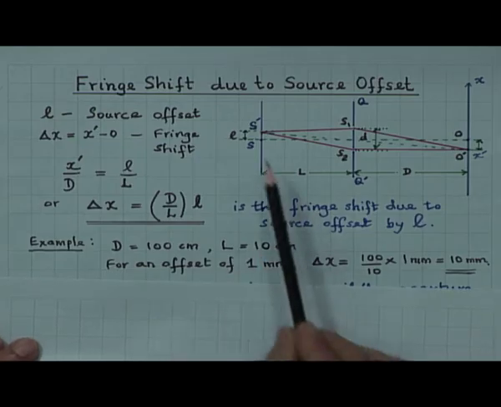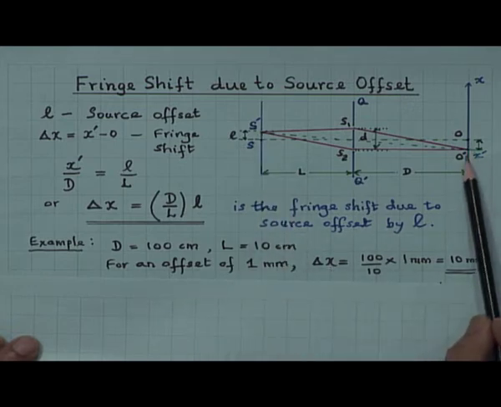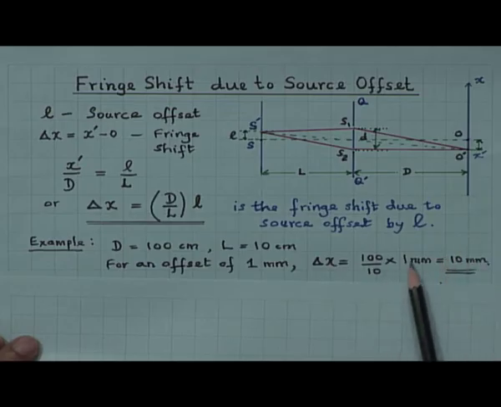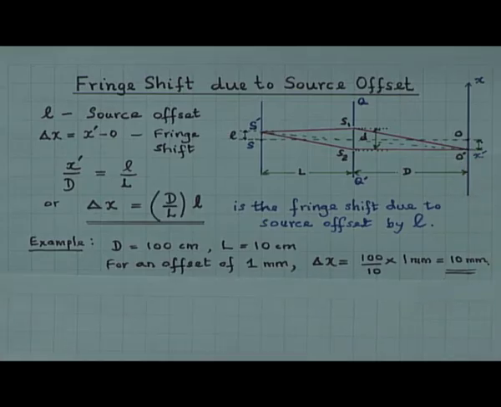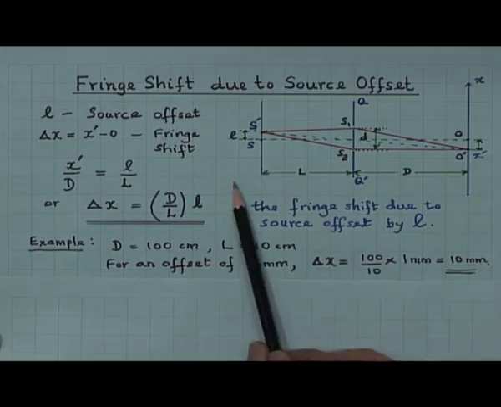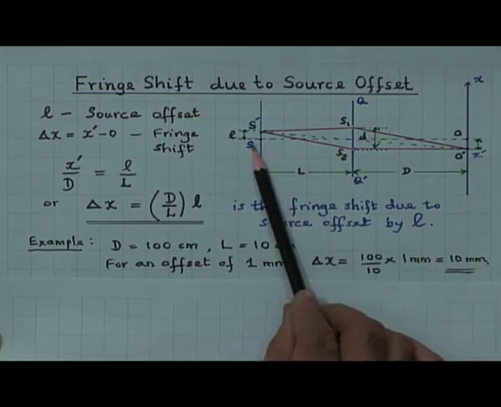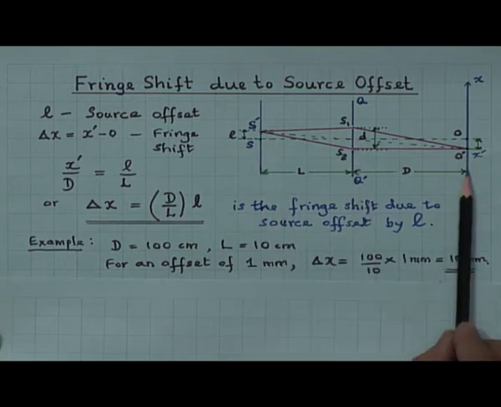For an offset of 1 mm, just 1 mm offset here. So, this is the perpendicular bisector. An offset of 1 mm leads to a delta x, a shift, of 10 mm here, 100 by 10 into 1, that is 10 mm, almost 1 centimeter shift. A typical idea to see how the fringe shift takes place. In other words, if you are setting up the experiment, if the source S is not exactly normal and on the perpendicular bisector here, if there is a small shift, then the central fringe will shift to this side.